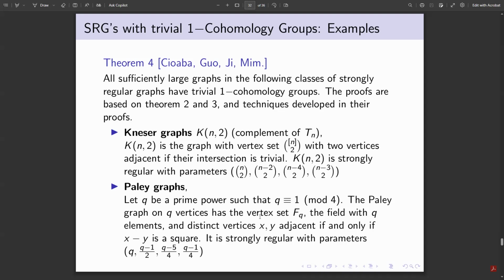And for the Paley graph, a Paley graph is of particular interest because they have this kind of universal property.